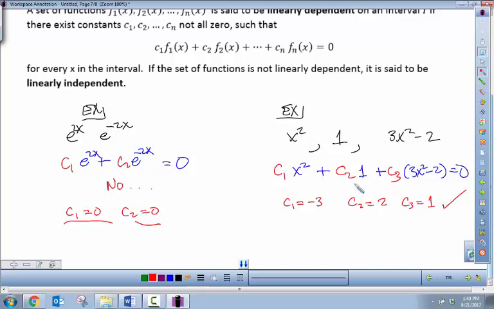So in this case, what can you say about the functions x squared, 1, and 3x squared minus 2? They're linearly dependent. And what can you say about e to the 2x and e to the negative 2x? Linearly independent.